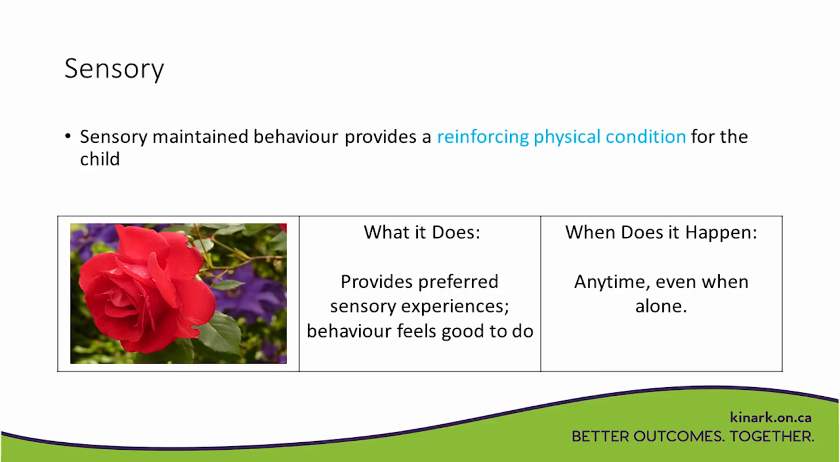A behavior maintained by a sensory function, or automatic reinforcement, feels good physically, and this behavior will occur in all environments regardless of whether or not anyone is around to observe it. For example, a child could flap his or her hands because they like the visual stimulation, or you smell a flower because you like the scent.